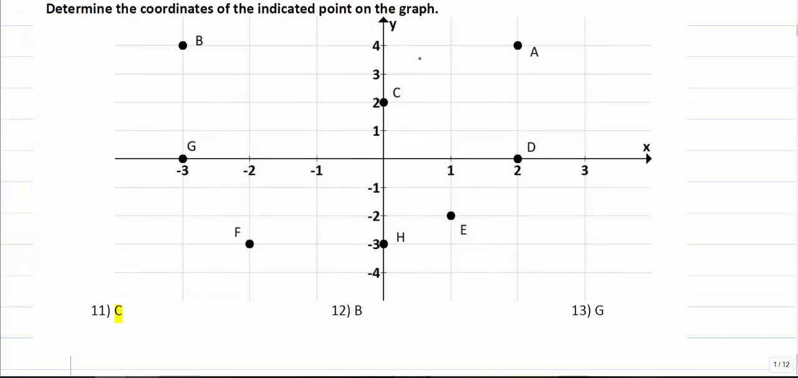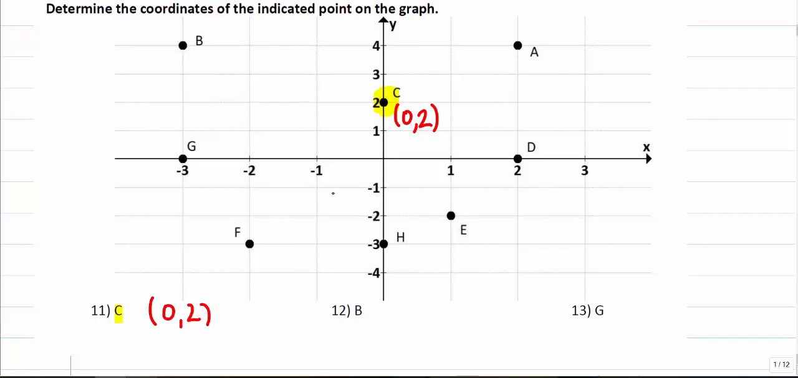And so the first one wants me to look at C. And so to get to point C, what I would do is I would go 0 in the x direction, right? I would stand right here at the origin, that's where x is 0, and I would go straight up 2. And so the solution to number 11 is 0, 2.